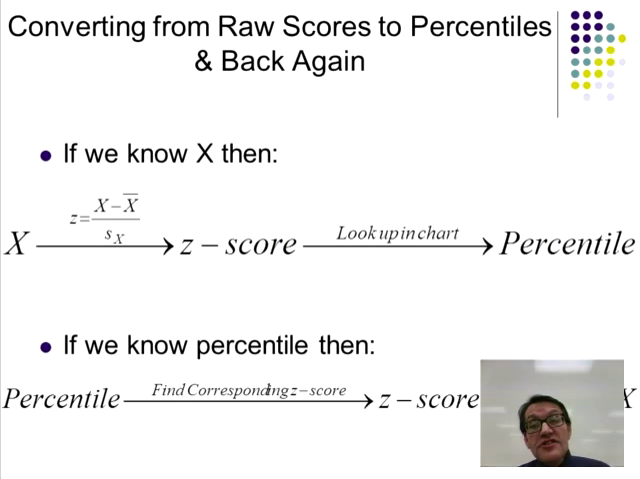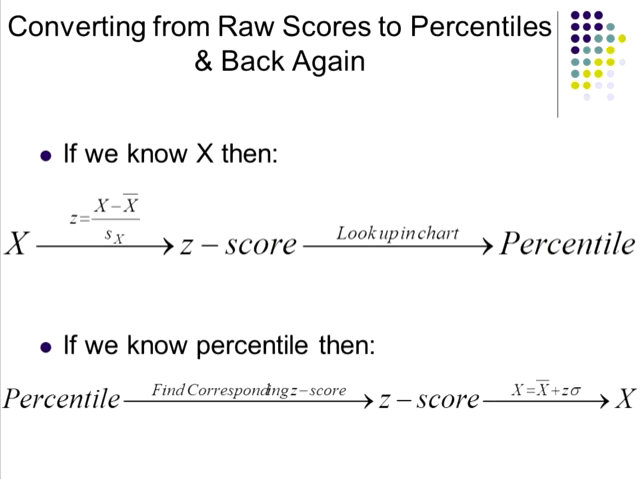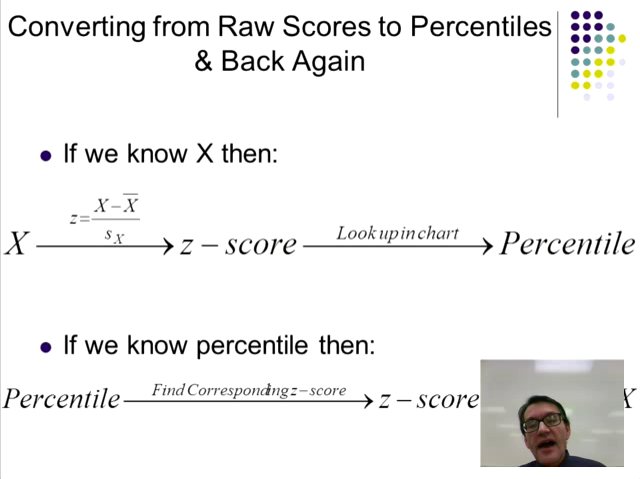If I know somebody's percentile, say I scored in the 84th percentile, I can go to the z-score table, look it up, find out what z-score is the 84th percentile, and then once I have found the z-score from the table, I can convert it back to a raw score. So raw scores can be turned into percentiles. Percentiles can be converted into raw scores, but in both cases you must get z-scores in between these two processes. Got it? Okay.